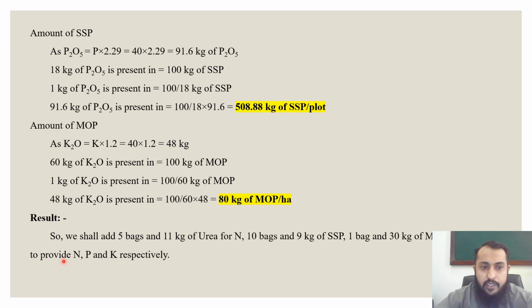At the end, we conclude that we shall add 5 bags and 11 kilogram of urea for nitrogen, 10 bags and 9 kilogram of single superphosphate, and 1 bag and 30 kilogram of MOP to provide nitrogen, phosphorus, and potassium respectively.